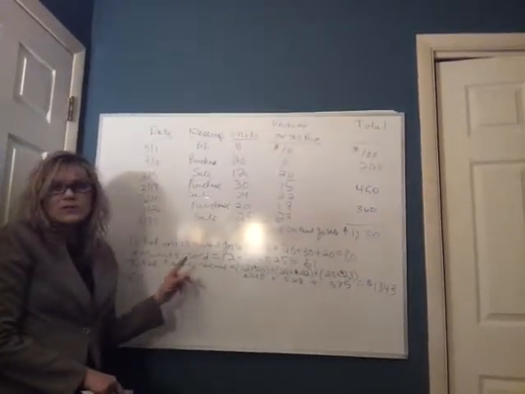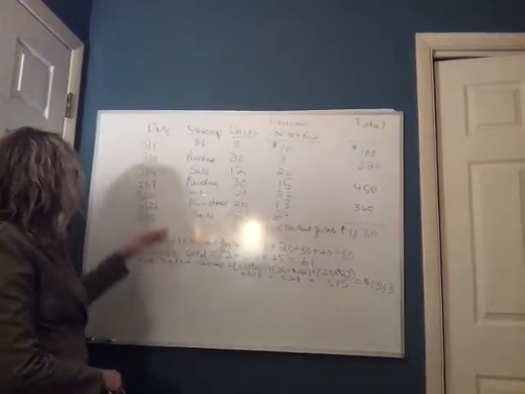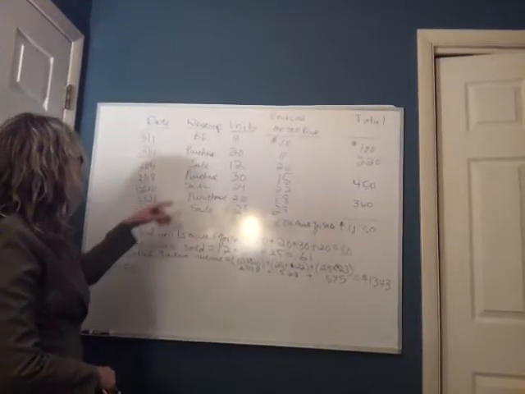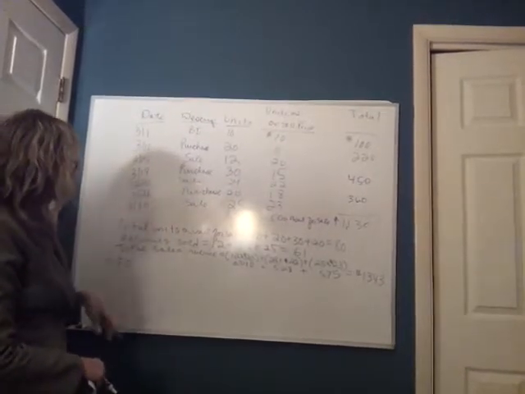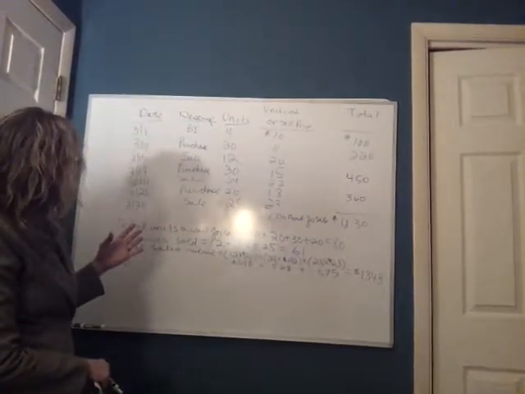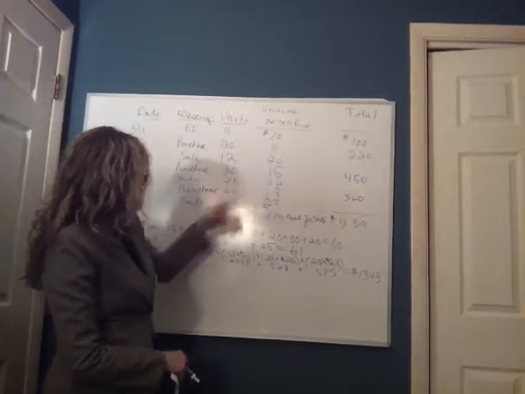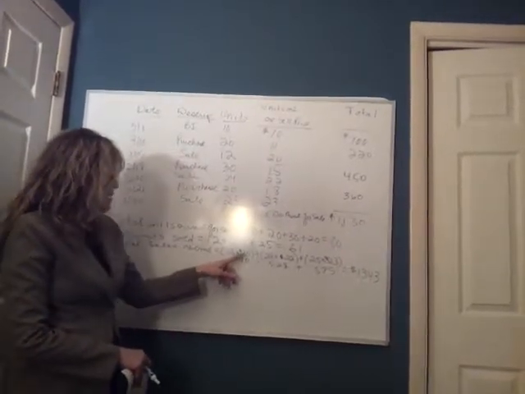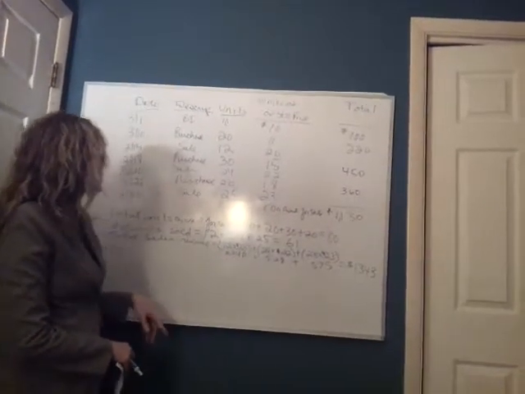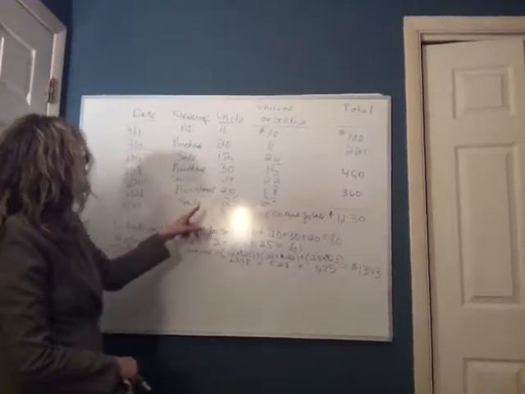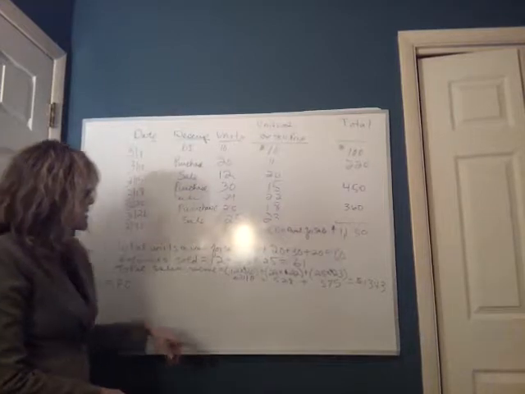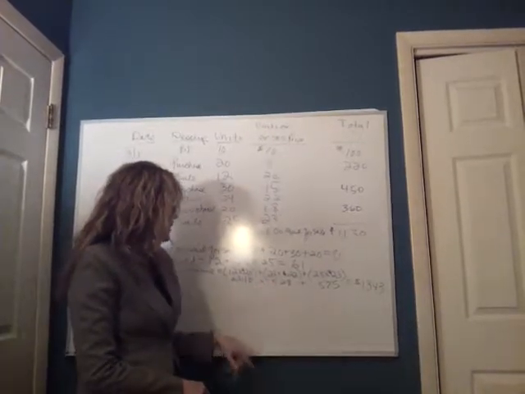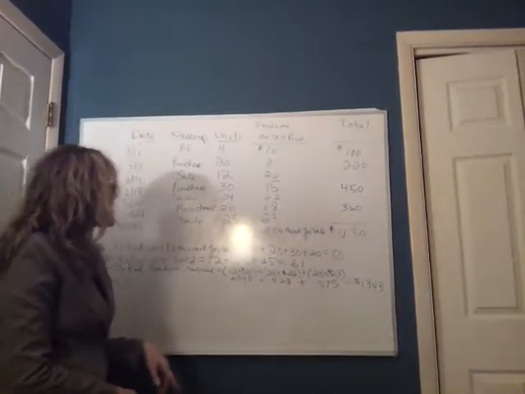Next, look at your total sales revenue. To do this, you're going to have to look at each sale and multiply the units by the selling price. So our first sale is 12 units, selling price of $20. If you multiply 12 times 20, you get $240. Next sale, 24 units, $22 per unit selling price. If you multiply 24 by 22, you get $528.